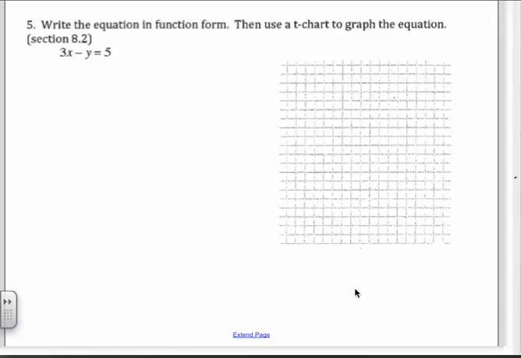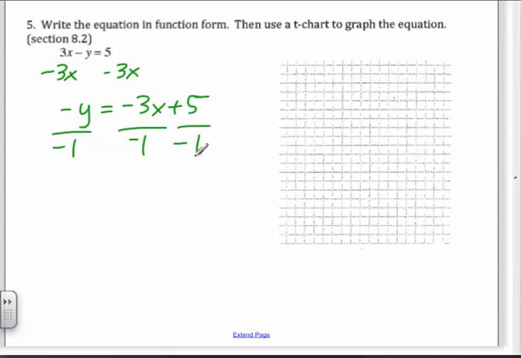Okay. Well, the first thing I have to do is write it in function form. That means get the y by itself, Spencer. So I'm going to subtract 3x from both sides, and I'm going to get negative y is equal to negative 3x plus 5. But I don't want to know what negative y equals for function form. I need to know what y equals for function form. So that means I need to divide everything by negative 1, both sides. So this becomes y is equal to 3x minus 5.